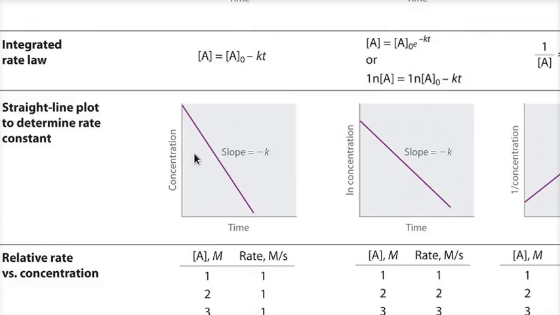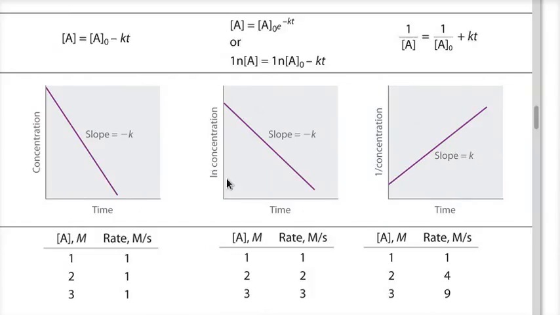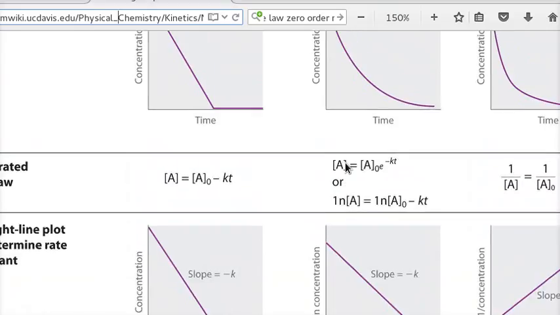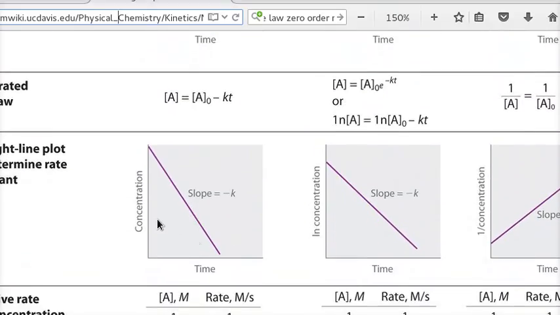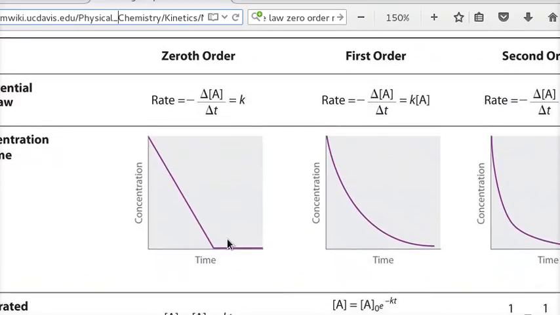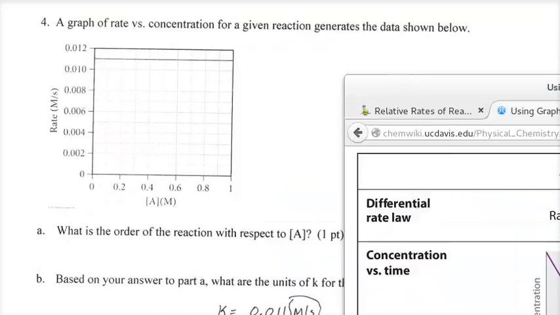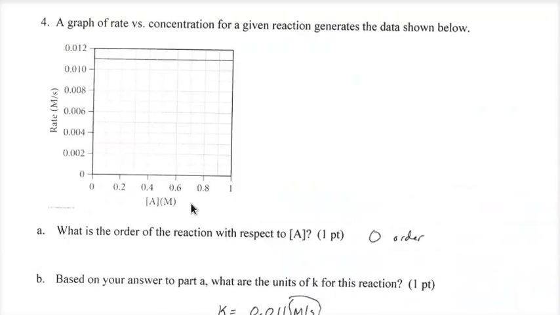The 0th order is simply concentration versus time. The first order is natural log of concentration versus time. And the second order is 1 over concentration versus time. This is the one that I believe everyone messed up on the quiz on Wednesday, thinking that this was first order. But since it was concentration versus time and not natural log or anything like that, it's 0th order.